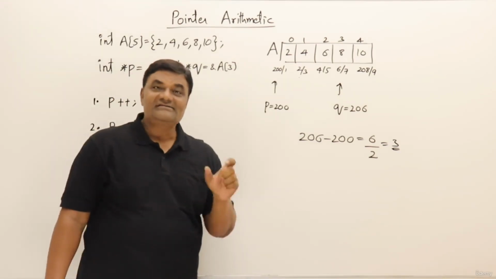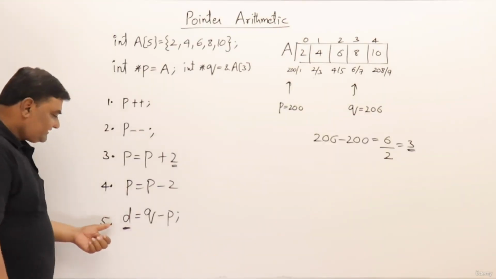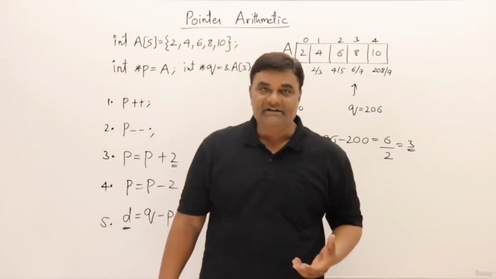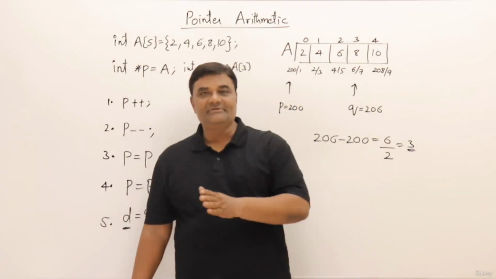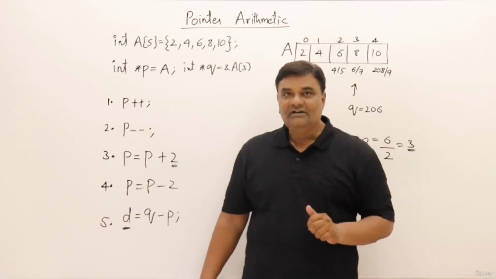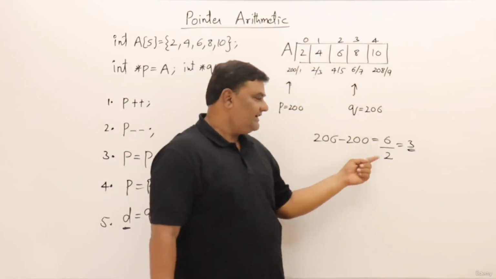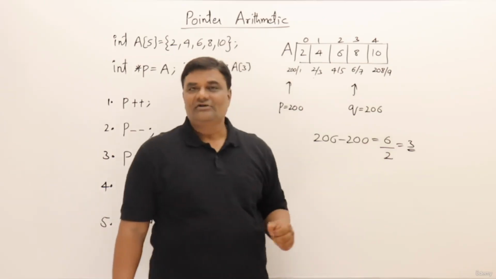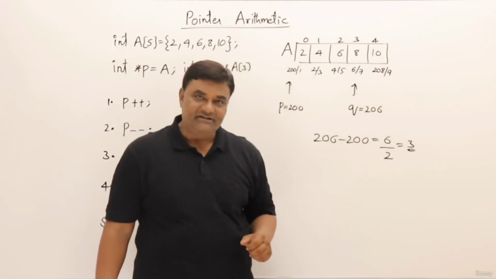So we get to know the distance between two pointers. This gives the distance between two pointers, or the number of elements in between two pointers, how many elements they are away from one another. So the actual addresses are subtracted, their difference is divided by the size of the data type, and that's how we get the number of elements between them.